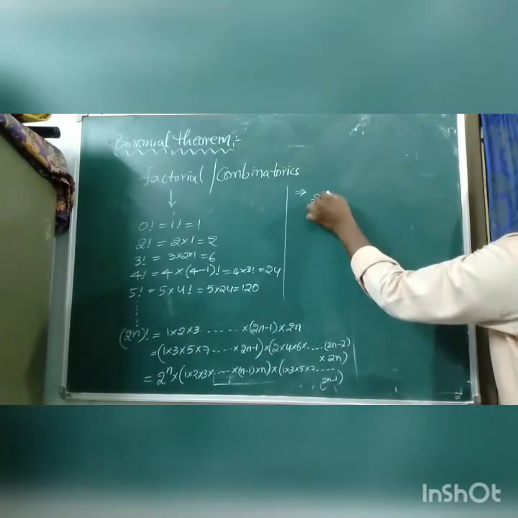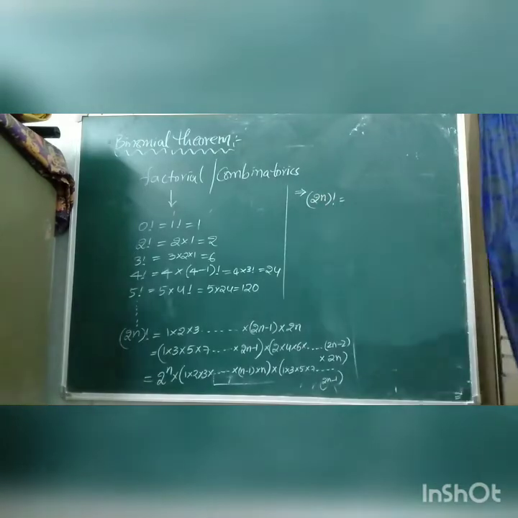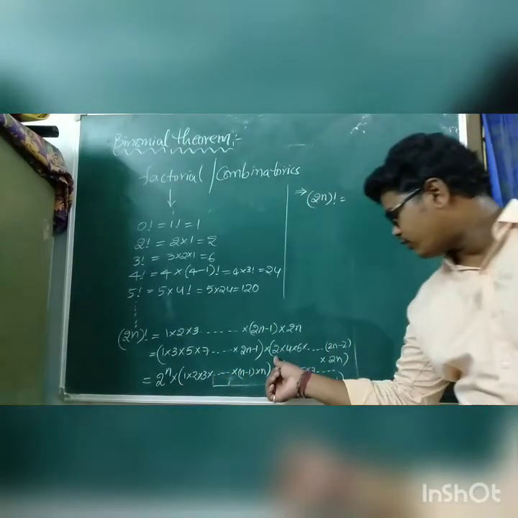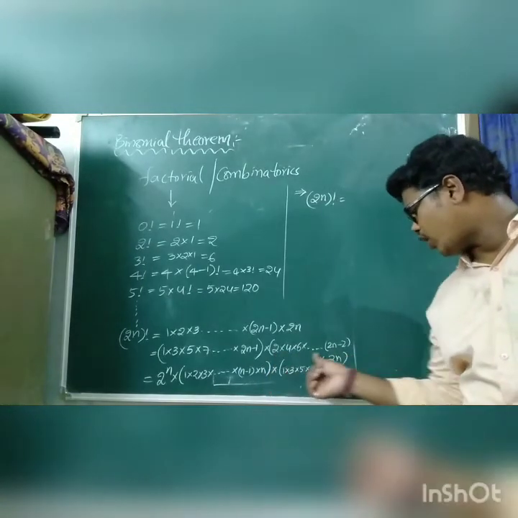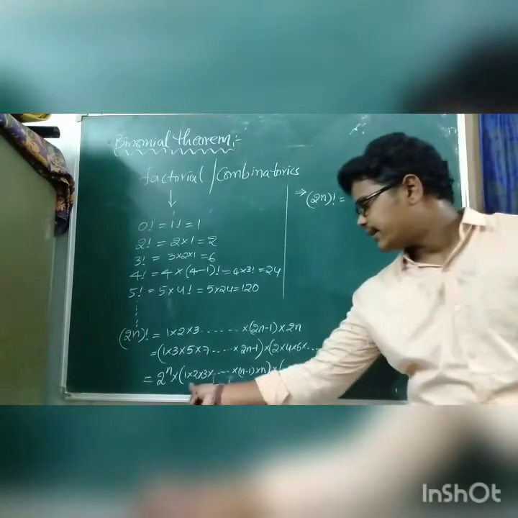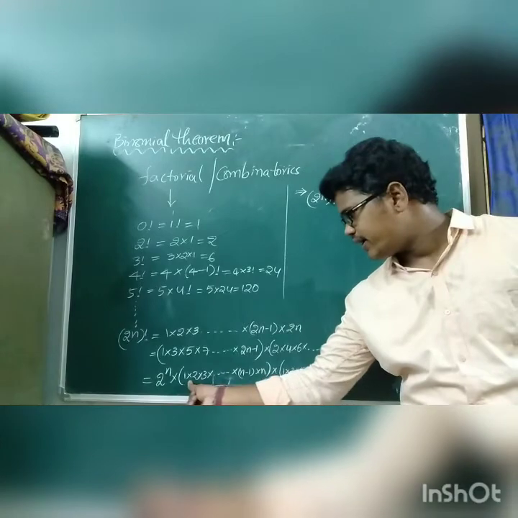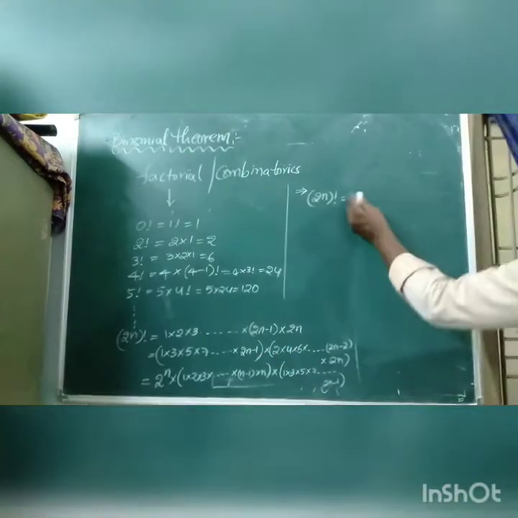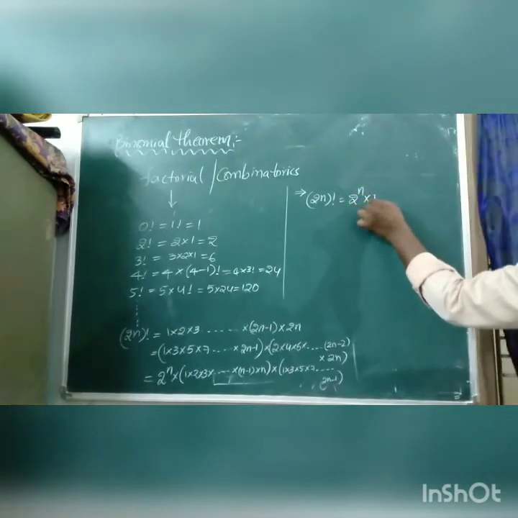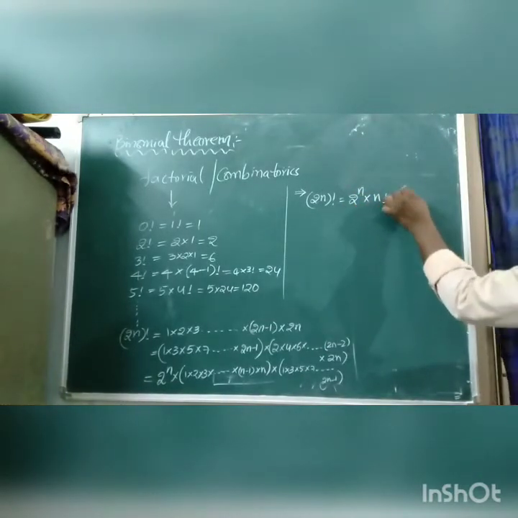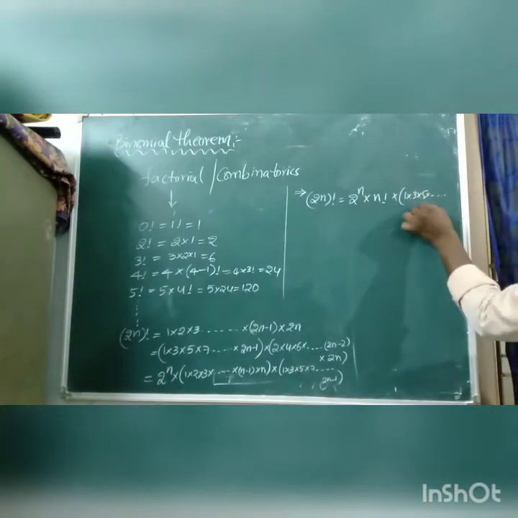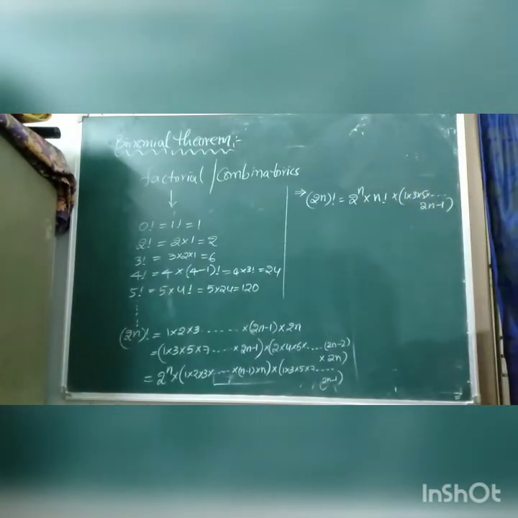2n whole factorial is equal to, see here, if you observe one thing, 2 has been taken common from all the terms. And the rest, 1 into 2 into 3 and so on, n, is the continuous product of the first n natural numbers, which is nothing but n factorial, into 1 into 3 into 5 and so on, 2n minus 1. That's it.